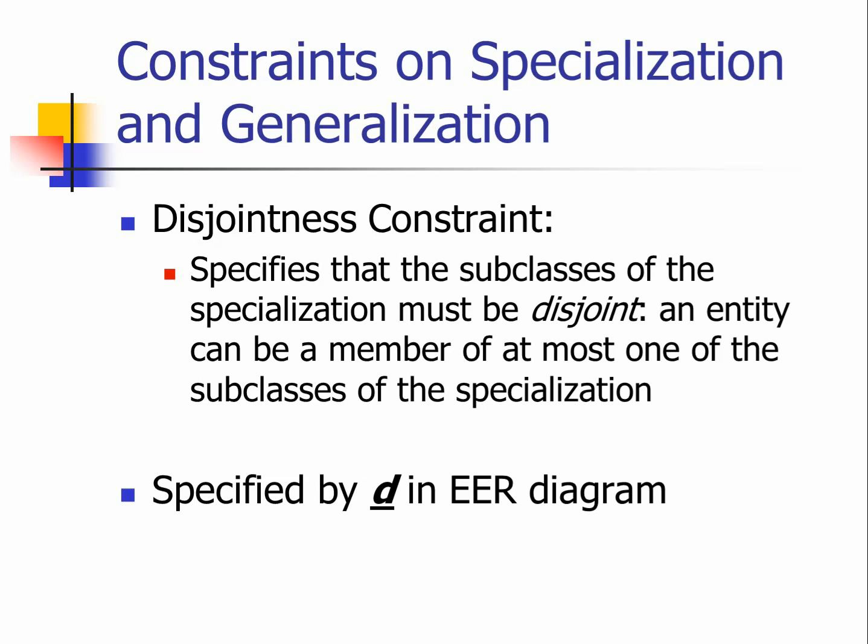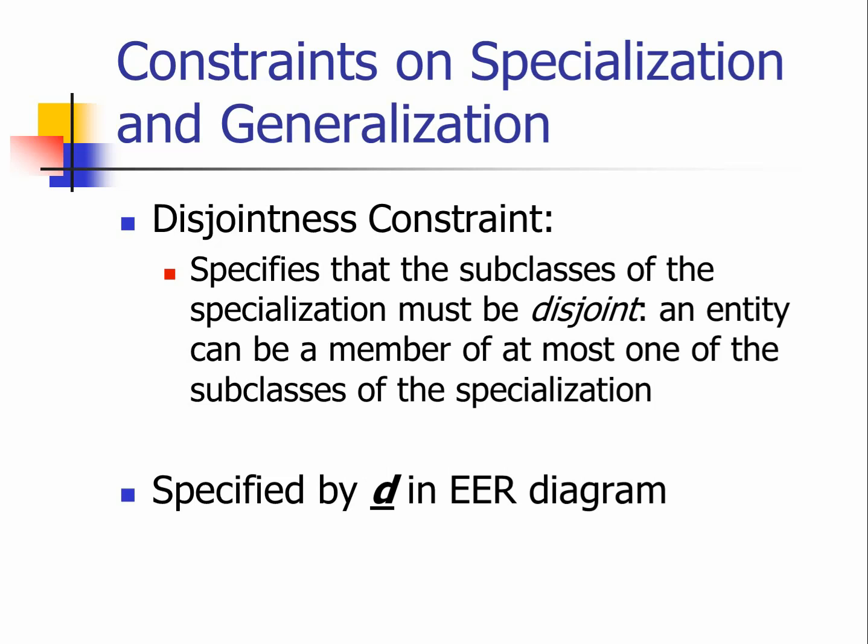I use the word "if" because whether you participate in this operation is actually specified by the single line and double line. Therefore, if you put a double line and a D, that means you have to choose exactly one participation of the subclasses.